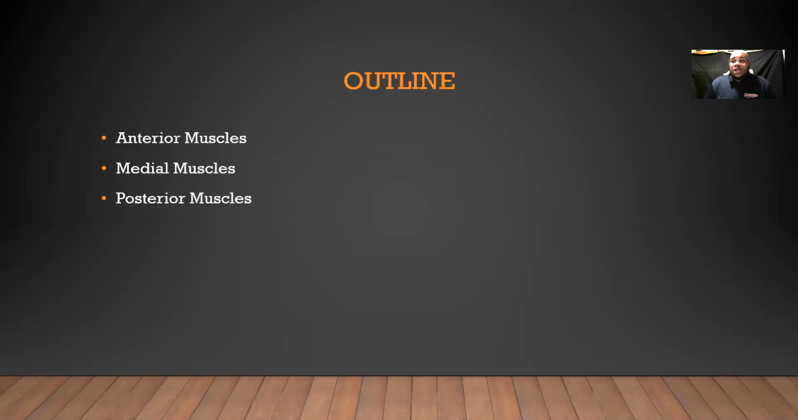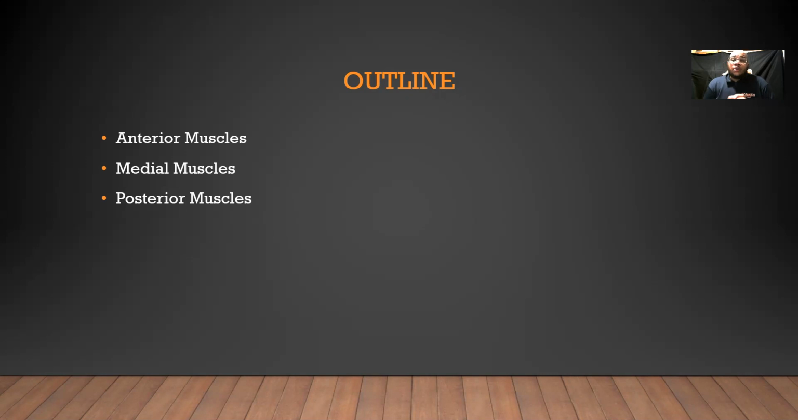So our outline here, we're going to cover three main sections of our thigh: anterior, medial, and posterior. But before we jump into muscles and talking about each individual muscle, let's talk about some of the actions that we're going to see. As we know, the hip is comprised of two important bones, the acetabulum and also the femoral head. They come together to create a ball and socket joint, which is known as our hip joint.